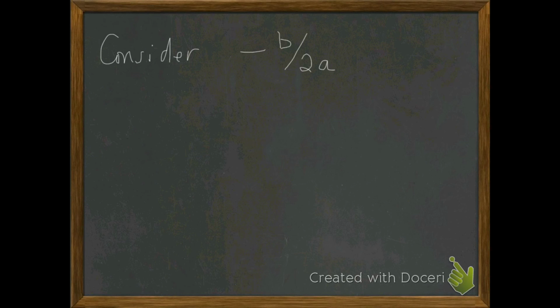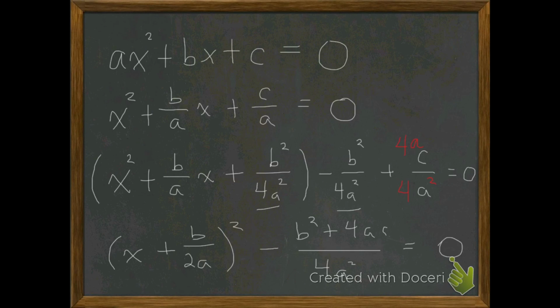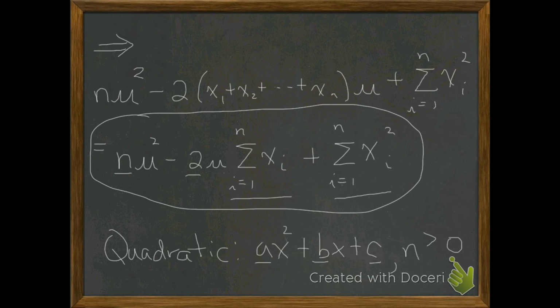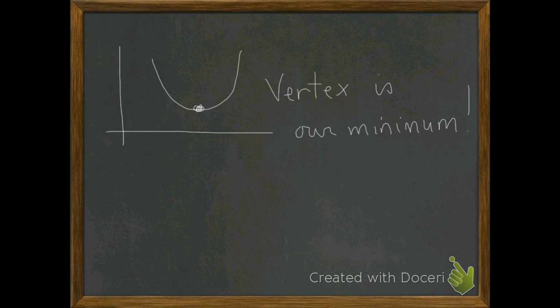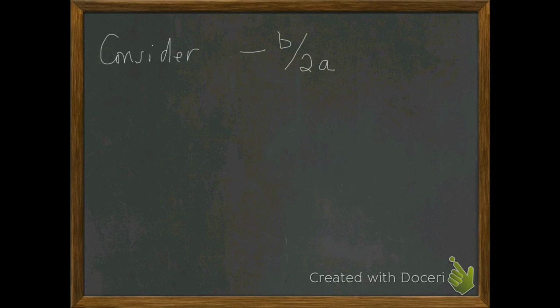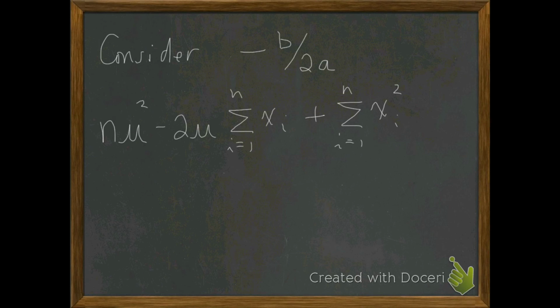And now, so remember, guys, I'm losing my place here. We've got n mu squared minus 2 mu sum from i equal 1 to n x sub i's plus sum from i equal 1 to n. And I'm sure you see where this is all headed.